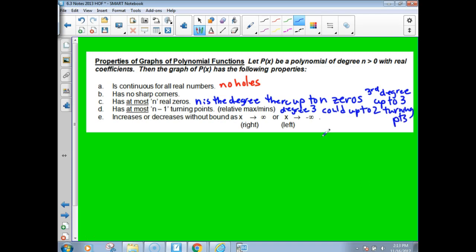All right, and I'm going to show you pictures in a minute. It increases and decreases without bound. Now, as x approaches infinity, think about the x-axis. The left side is negative infinity, and the right side is positive infinity. And then you've got your y-axis, right? So what that's saying is it increases without bound on the left and the right. This side, x approaching positive infinity, is on the right, and this side is the left. That's what that is standing for.